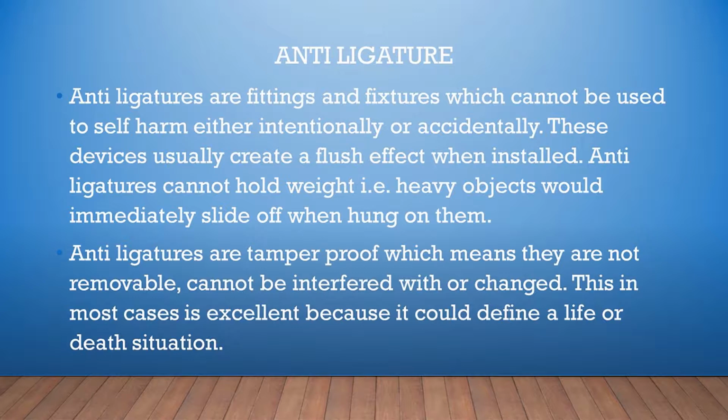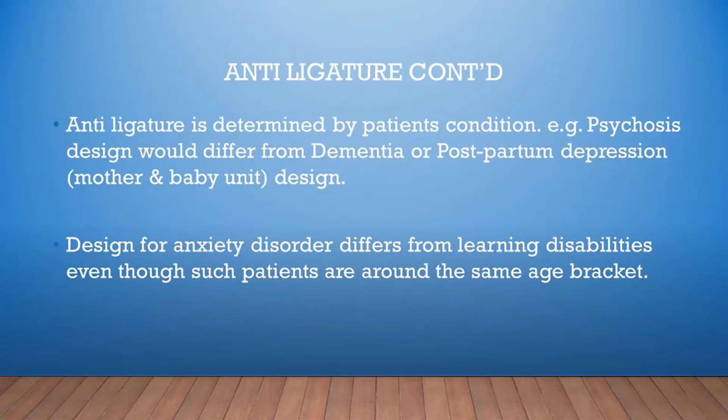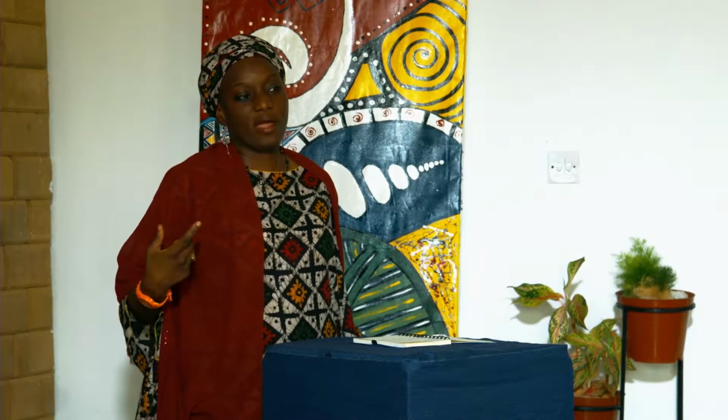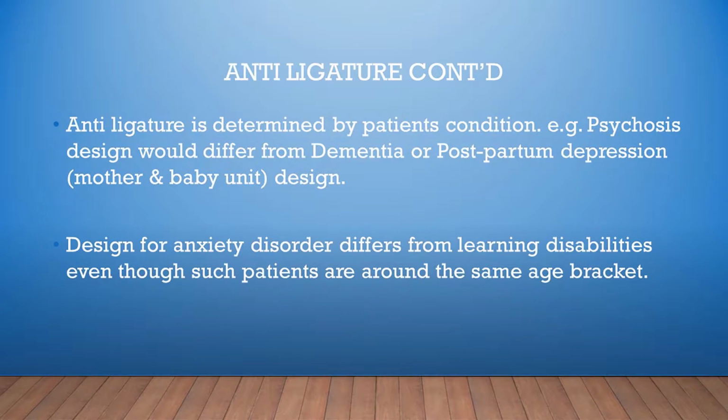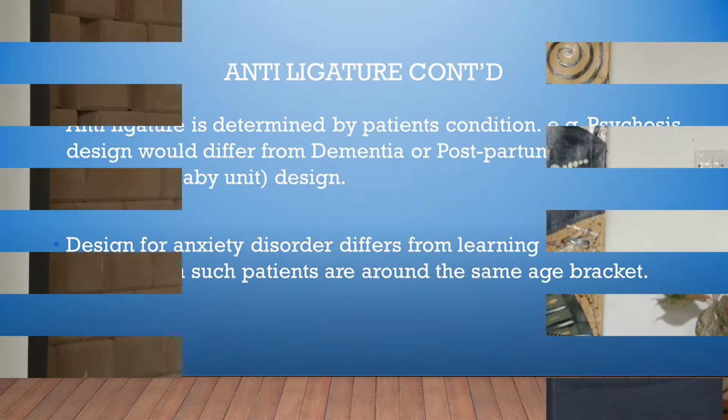Anti-ligatures are very important because they can actually determine a life or death situation. So that's why you have to think of it very carefully. Now, if you say a light fitting is anti-ligature, it doesn't mean you can fit it on any ward or any dormitory, because the anti-ligature that you will use for psychosis design or addictions design will be different to what you will use on a dementia or postpartum design.